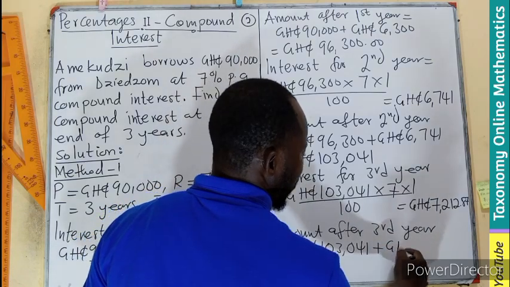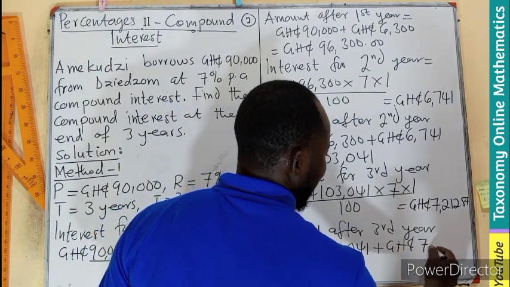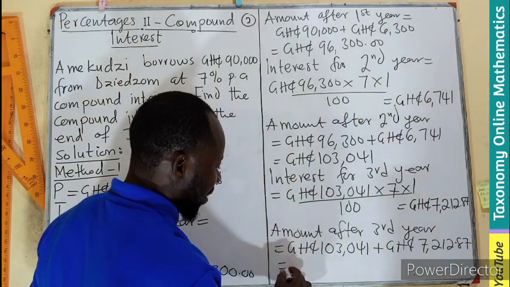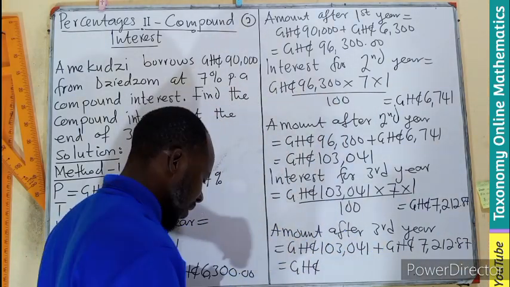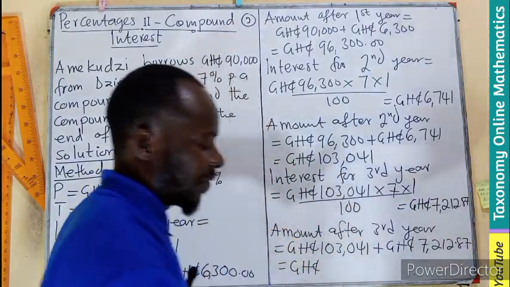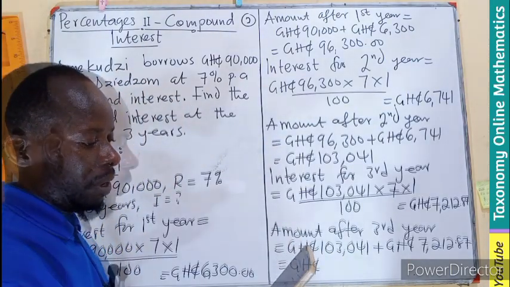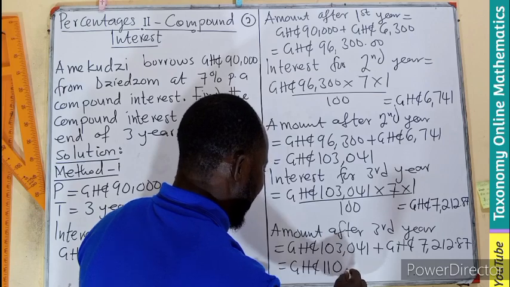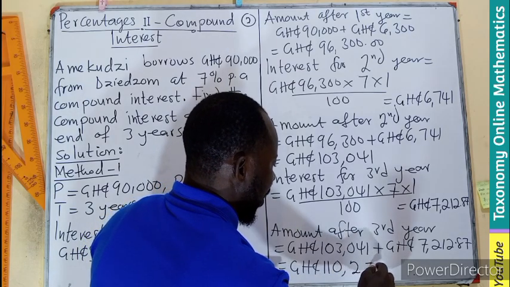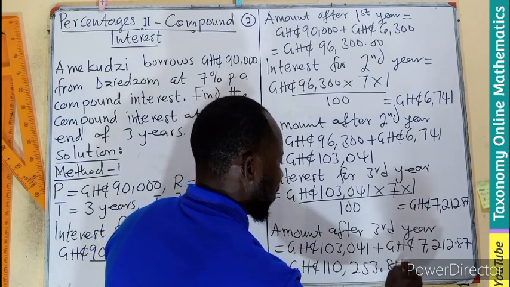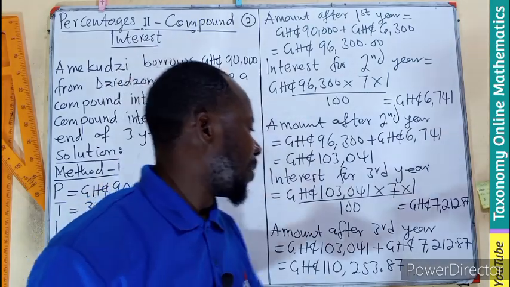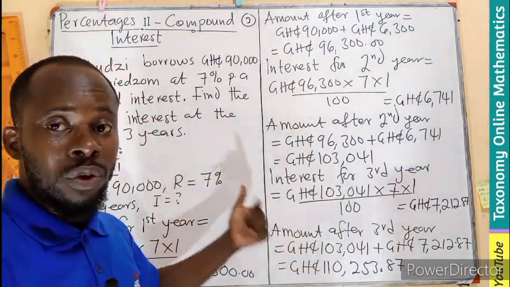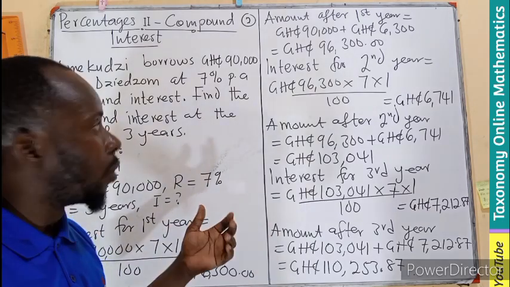103,041. The interest accrues on that is 7,212.87 Ghana cedis. So put that in the calculator. Let's see what that will be. So this will be giving us 110,253.87. Remember, this is the total amount that I'm going to pay, since it's a borrow.